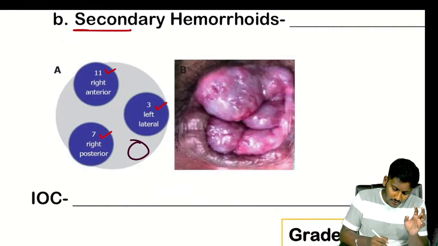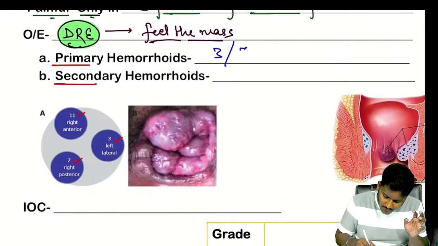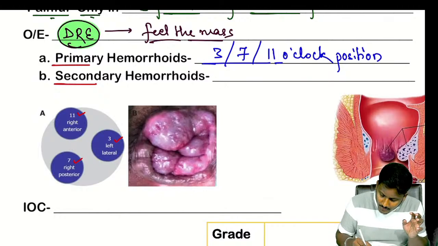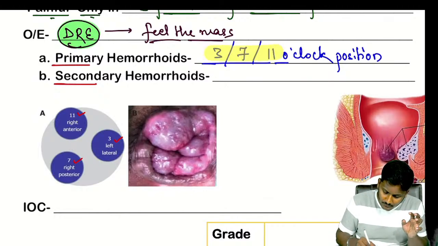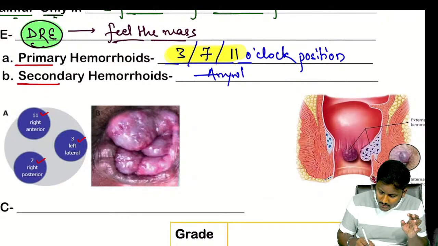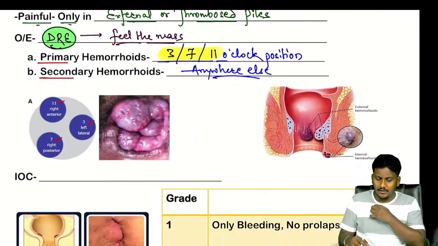Clear about this? So primary hemorrhoids are seen at which position? Do remember, primary hemorrhoids will be seen at 3, 7 or 11 o'clock position, beta. If you find any hemorrhoid at the 3, 7 and 11 o'clock positions, that is a primary hemorrhoid. If the hemorrhoid is anywhere else, then it will be considered a secondary hemorrhoid.